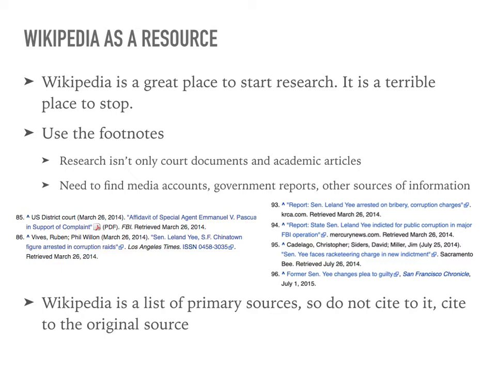So use those footnotes. You can see from this set of footnotes, one of the documents that's linked in Wikipedia is the affidavit of the FBI agent in support of the complaint. That is another court document that you can use. So there again, you've met a requirement for this paper.